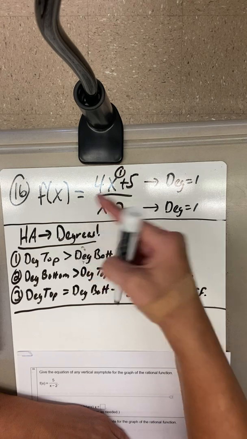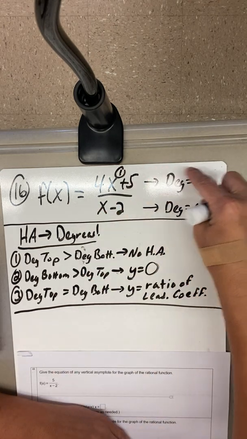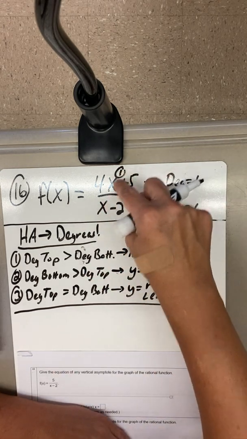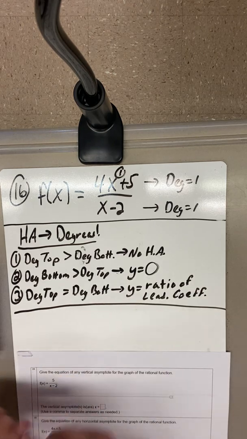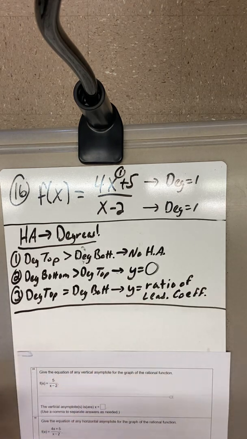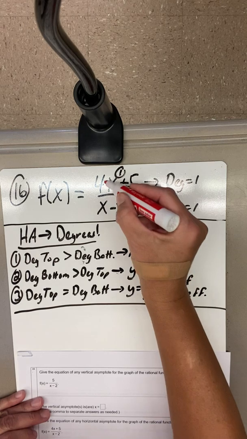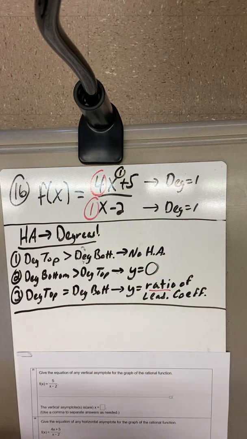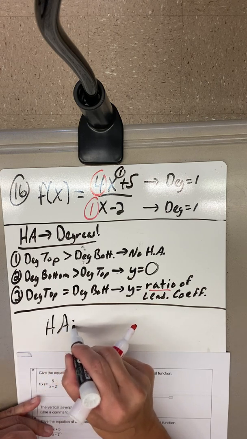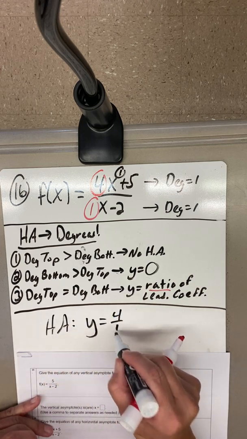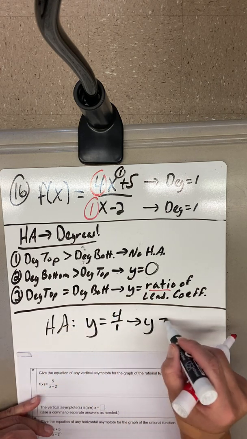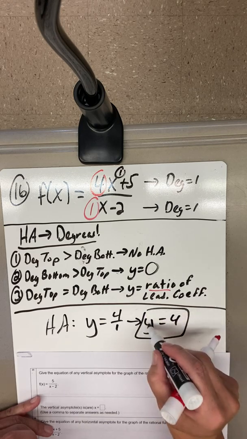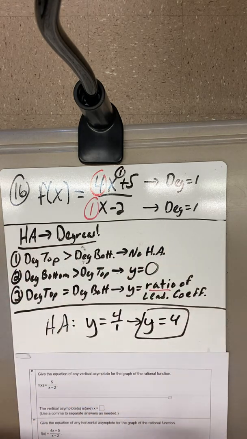Let's go back up here. The degree of the top is 1, the degree of the bottom is 1. When your top and bottom are the same, you do have a horizontal asymptote, and it's the ratio of your leading coefficients. My leading coefficients are 4 and 1. So my horizontal asymptote on number 16 is y equals 4 over 1, which is just y equals 4. You have to type it in as an equation, and it's a horizontal line, which is y equals a number.